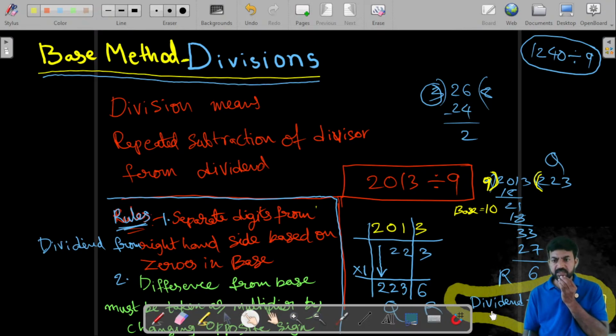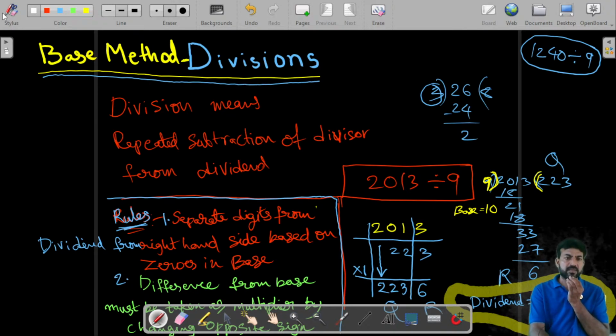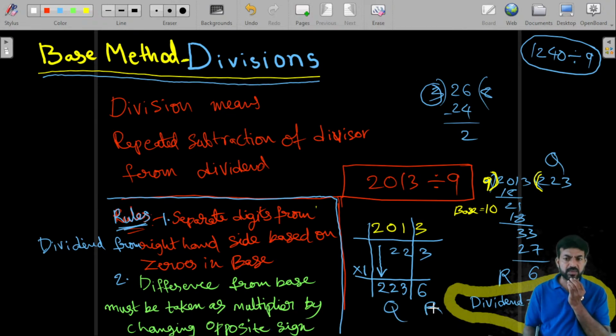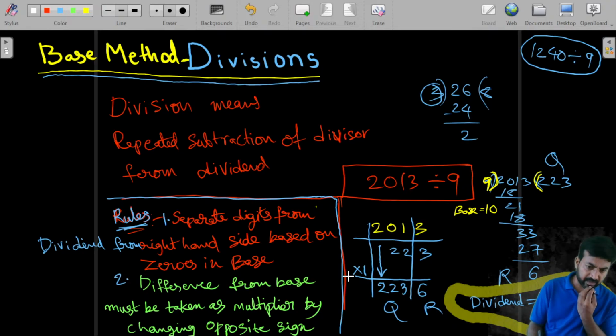So you can use this checking method. Dividend equals divisor into quotient, or quotient into divisor, plus remainder. You can check that using this method. You can check in digital root also using this method. Yes, 137 is the quotient, remainder is 7. Clear?